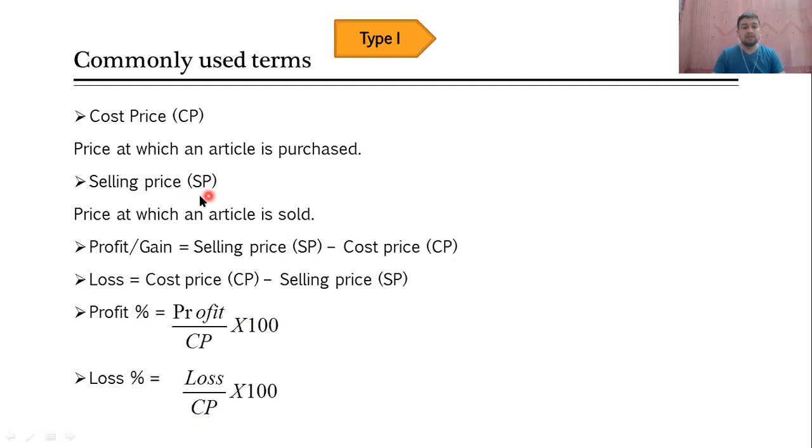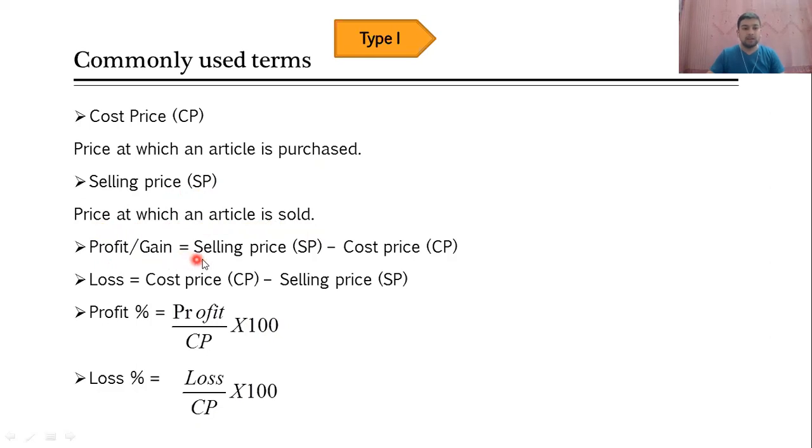Second is selling price, which is abbreviated as SP. It is a price at which an article is sold. That shopkeeper is selling that pen, so the price at which he is selling that pen or article or object will be the selling price of that object. Hope you have got these two terms. First one is cost price, second one is selling price.